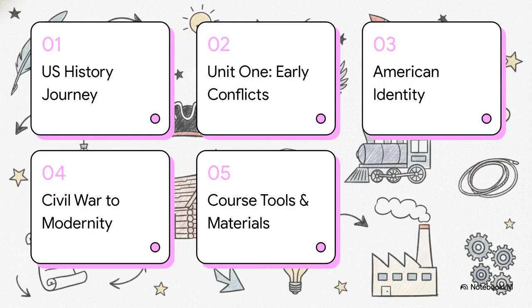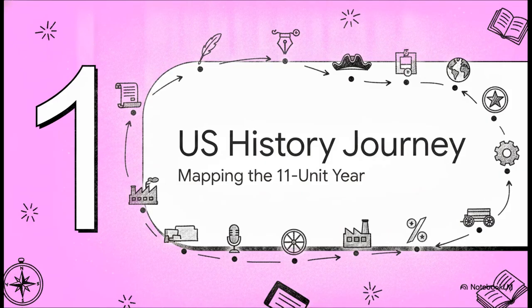All right, here's our roadmap for today. First, your U.S. history journey. Second, Unit 1 on early conflicts. Third, forging an American identity. Fourth, the leap from the Civil War to modernity. And fifth, your course tools and materials. Section 1. Your U.S. history journey, mapping out the 11-unit school year.